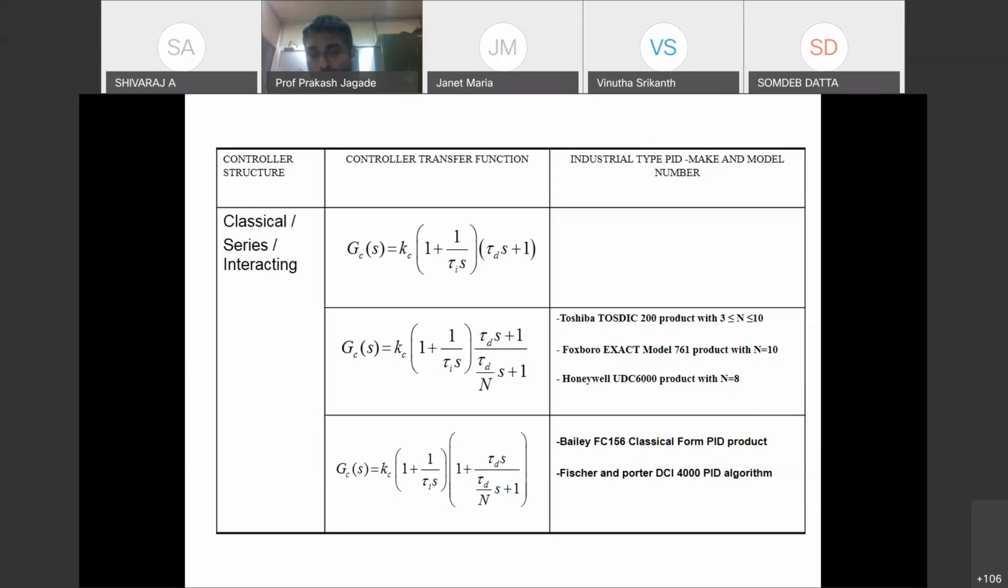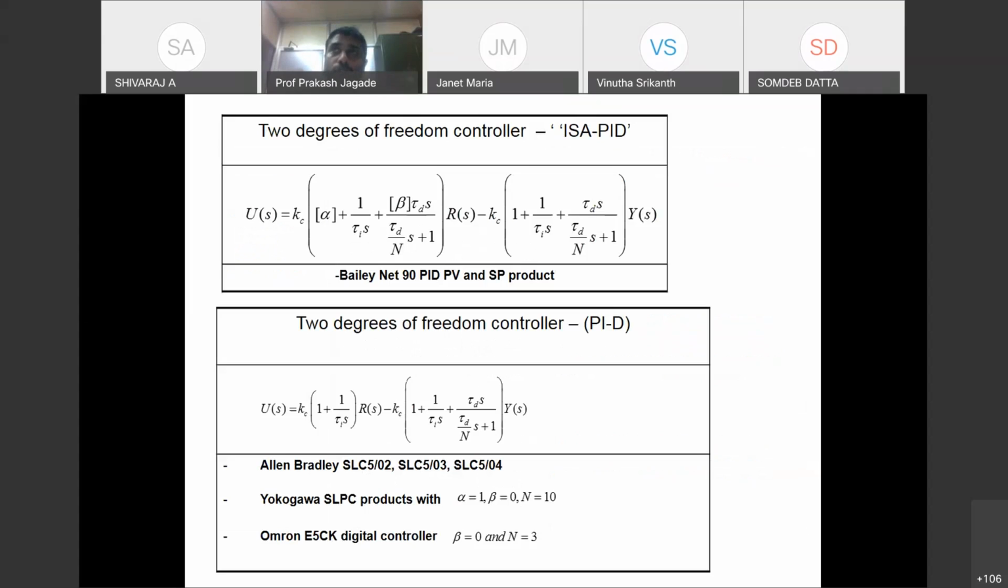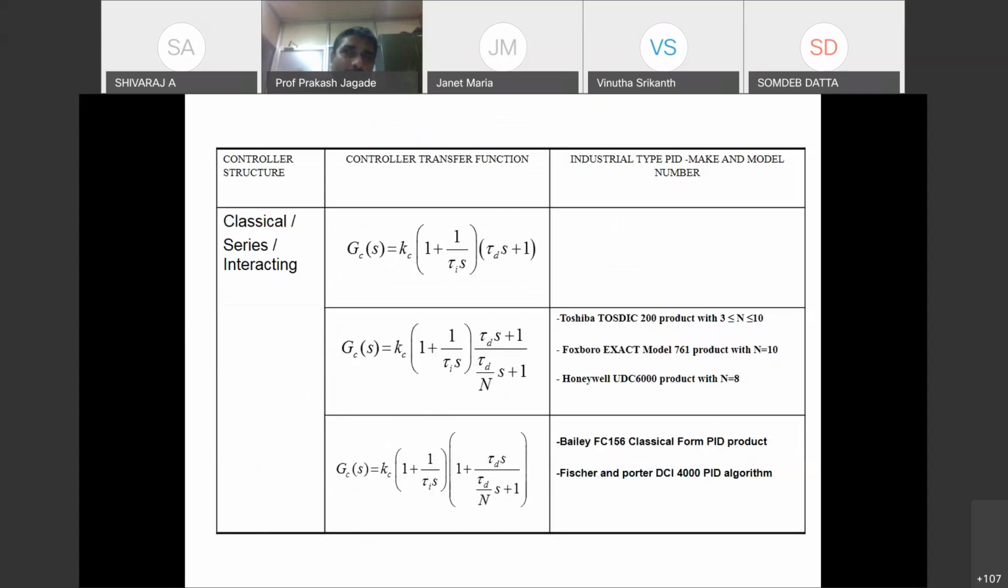So far I have discussed two PID controller structures, and the make and model number I had also mentioned in my presentation. So far what I have discussed is a single degree of freedom PID controller structure. Let me clarify what I mean by a single degree of freedom PID controller structure.